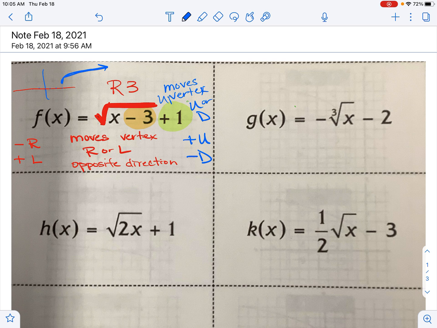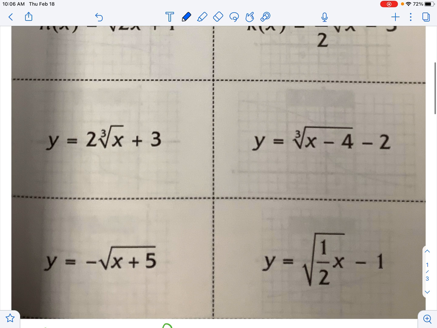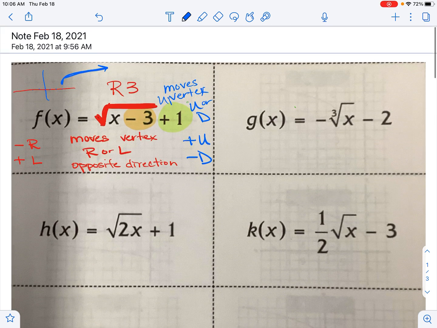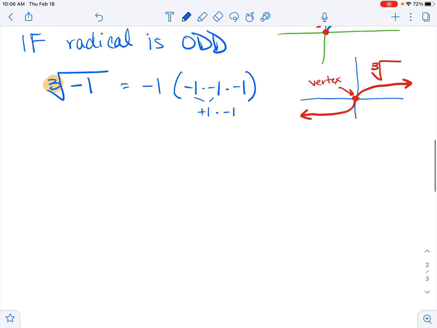So let's do another one. Okay, actually there's no more examples that give that same thing. That's all right. I can do another one down here.